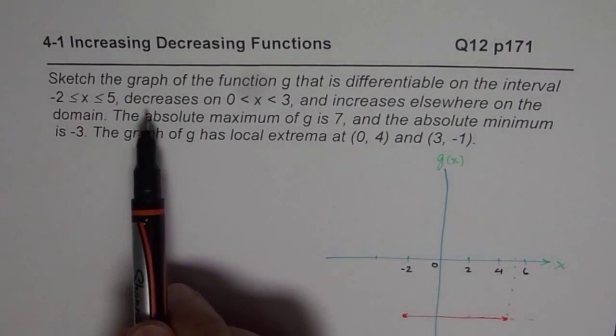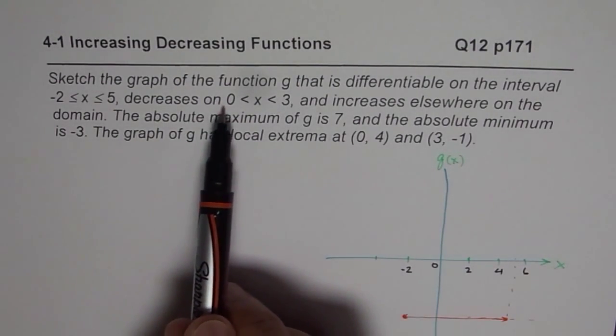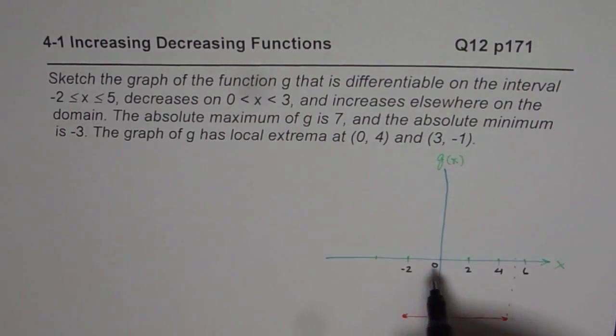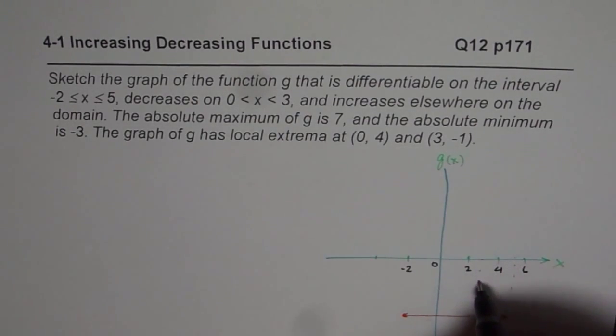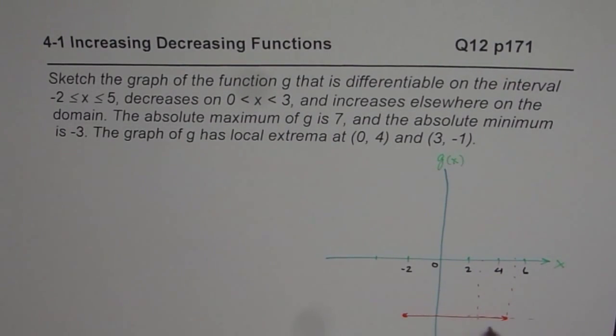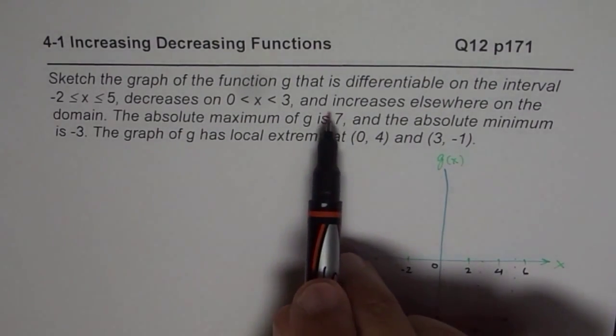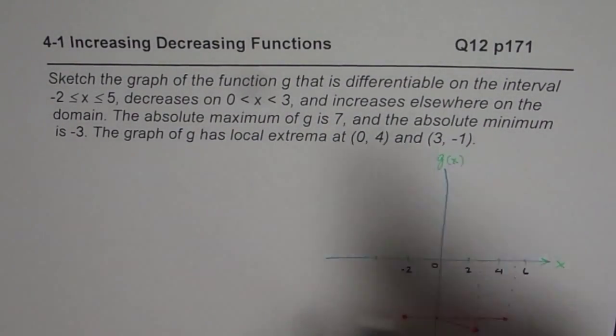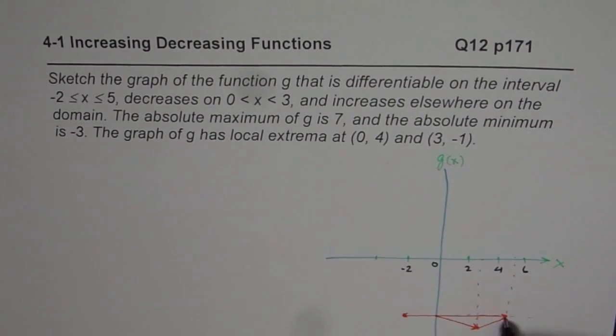Now it says decreasing on 0 to 3. So from 0 to 3, where 3 is kind of here, the function is decreasing. Do you understand? That is how I understand this statement. Increasing elsewhere on the domain. So in this domain, it is increasing elsewhere. So it is increasing and it is increasing. That is how the graph of the function should be.